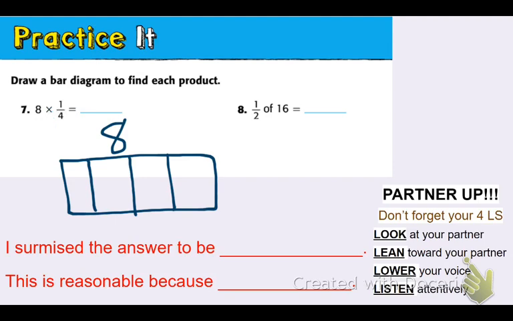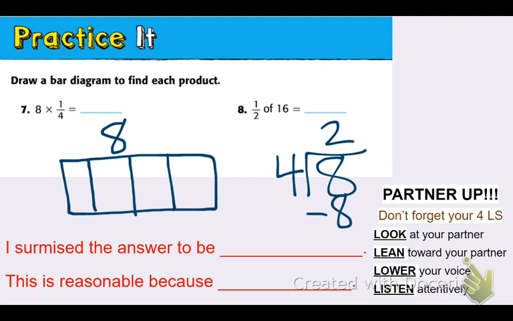Step 1, whole number. Step 2, bar diagram. Step 3, we made those 4 parts out of 8. How many times does 4 divide into 8? Well, 4 times 2 is 8. So there's 4 groups with 2 in each group. 2, 4, 6, 8.